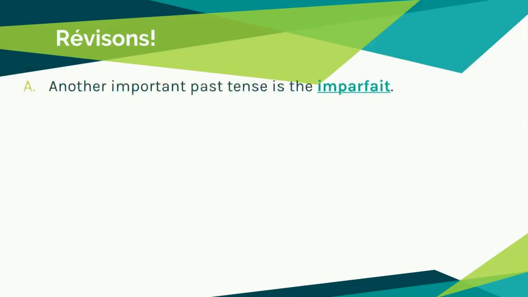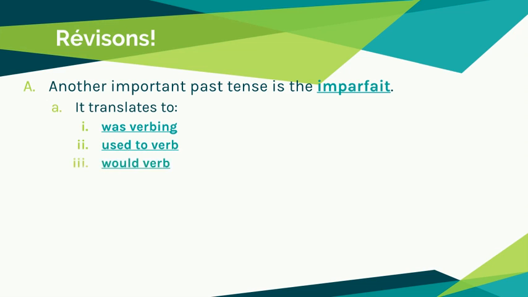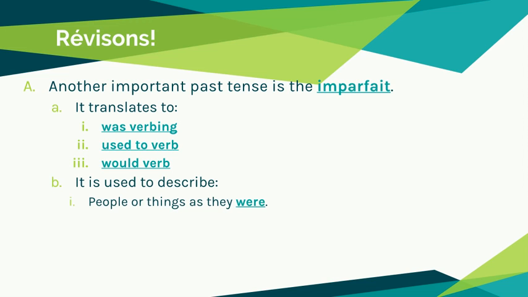Another important past tense is the imparfait, and it often translates to was verbing, used to verb, or would verb when we're talking about past events. It does not always translate that way, and so that's where this gray area comes in. It is used to describe people or things as they were, so description.